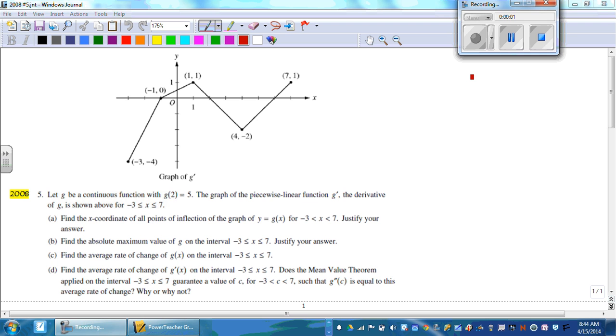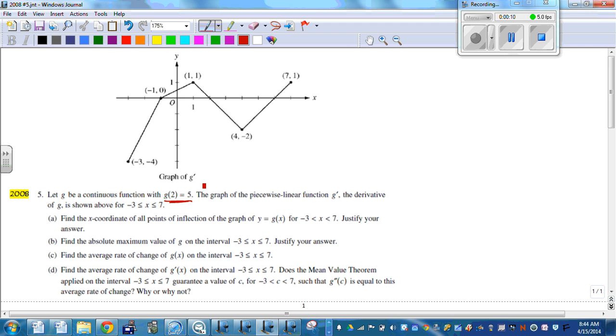All right, let's take a look at 5a. So we're given this graph of the derivative of g. We're told that g is continuous, the original function g, not this one, but it's continuous, and that g of 2 is equal to 5. And the graph of the piecewise linear function, derivative of g up here, is shown from -3 to 7. So this is a common type of question that you may see on the free response.